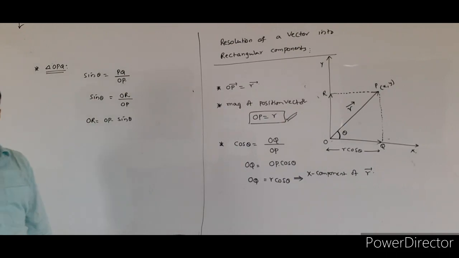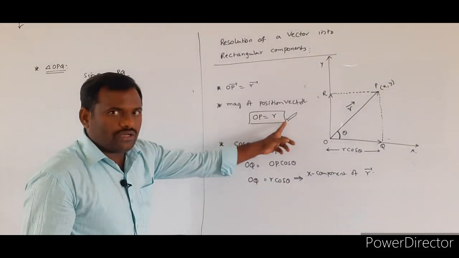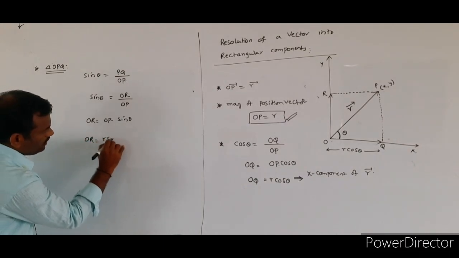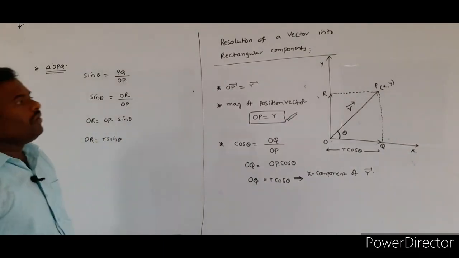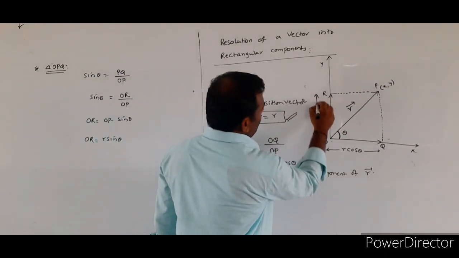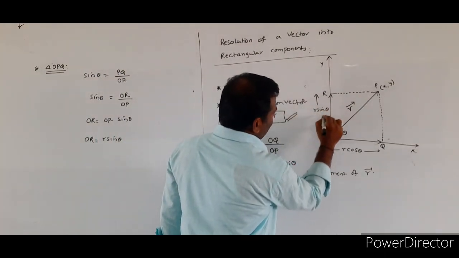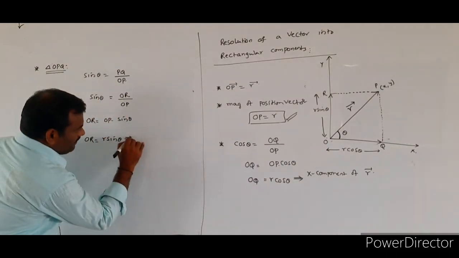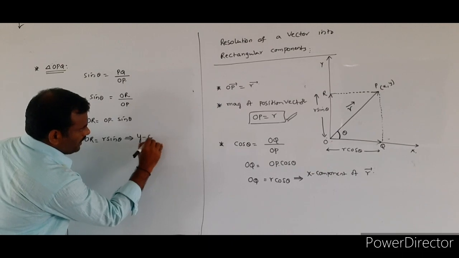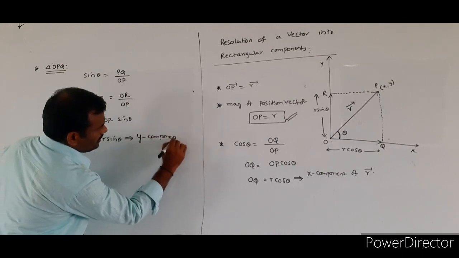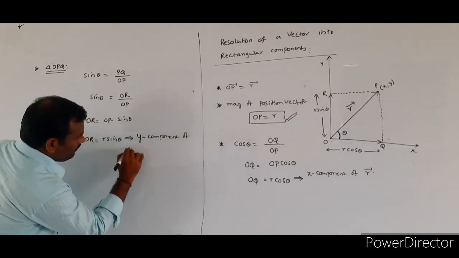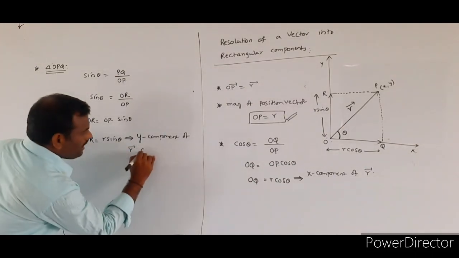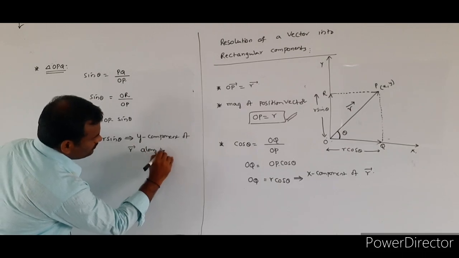OR is equal to OP into sin theta. OP value is equal to small r. Therefore, OR is equal to r sin theta. So what does r sin theta represent? This r sin theta value represents the y component of vector r bar, along the y-axis.